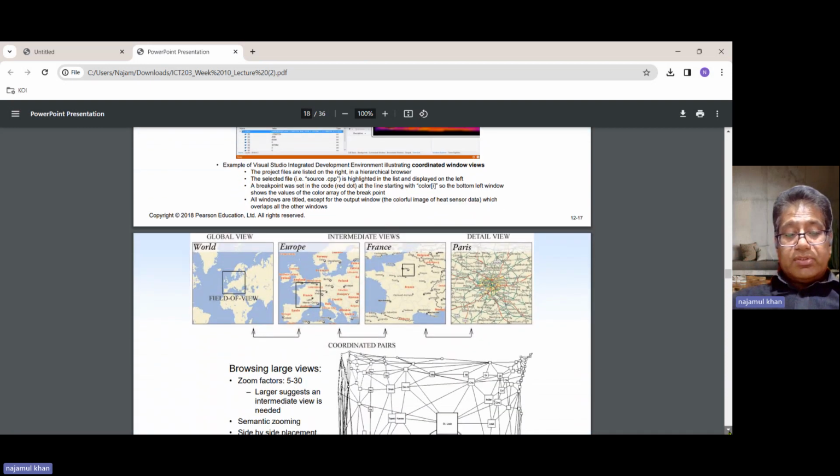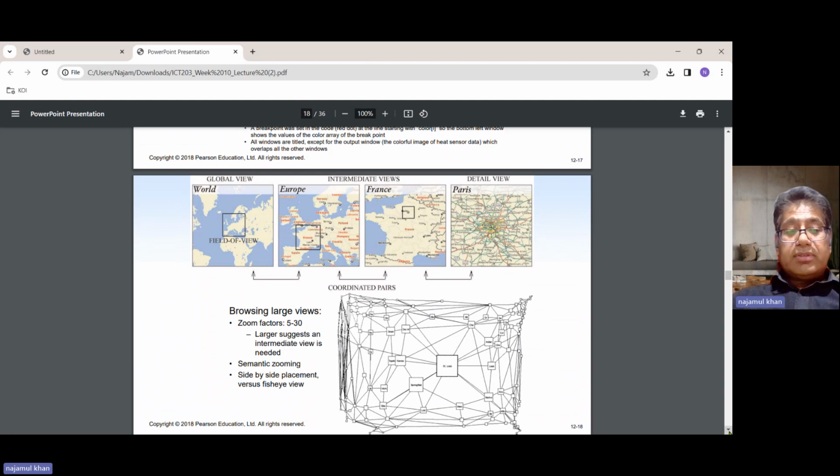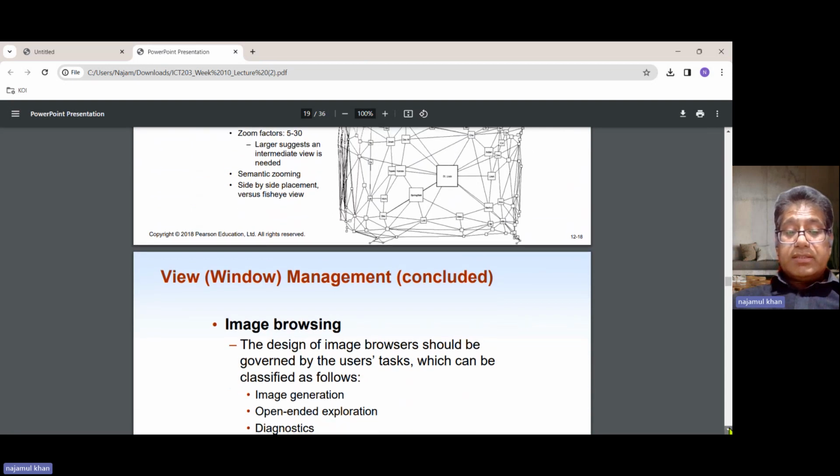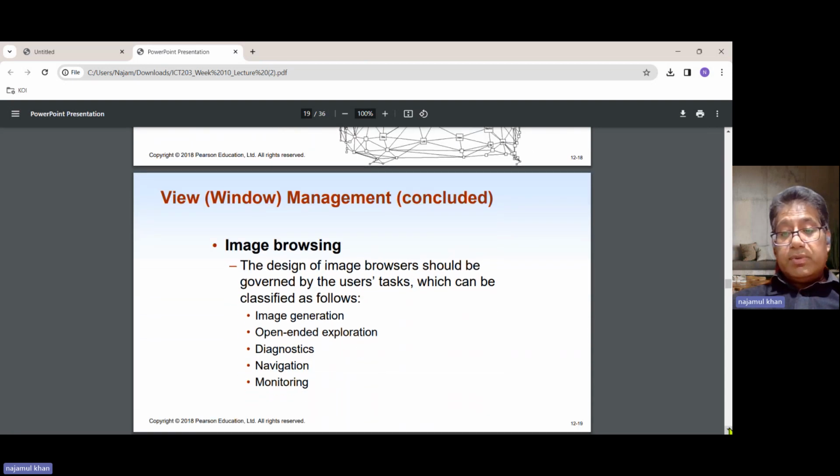All right, there's another piece of information here. Again, they are showing Paris, France, Europe, world. You start with the global view, then they filter to Europe, restrict to just Europe, then France, then Paris. They are trying to browse large views down into something specific. It gives an idea. This is how things should be done. Image browsing, guys, same thing: how this should be done smoothly.